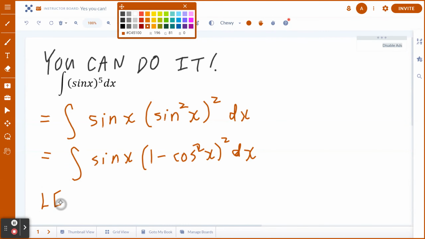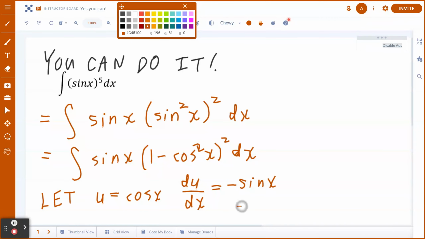So what that means is you can say, let u equal cosine x. Now the reason why you want to do this is because du by dx, which means find the derivative of u with respect to x, equals negative sine x. Or you can isolate for sine x dx, which equals negative du.